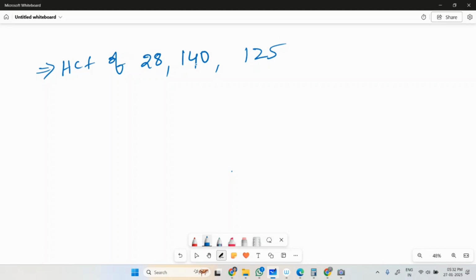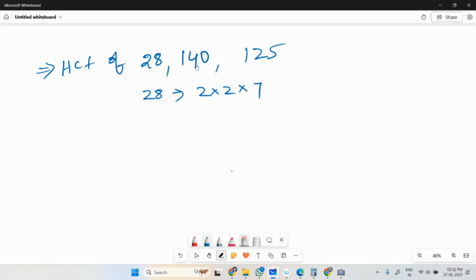Now here, we are using prime factors only. So let's figure it out. 28 prime factors: 2 times 14, 2 times 7. 7 is a prime number, so the prime factors of 28 are 2 times 2 times 7.